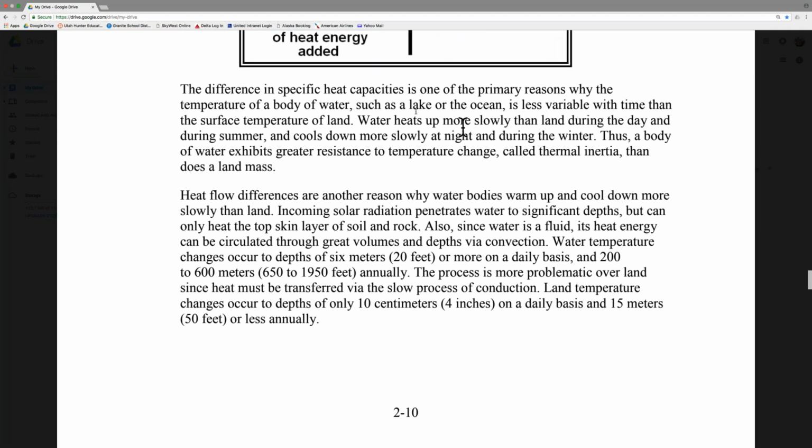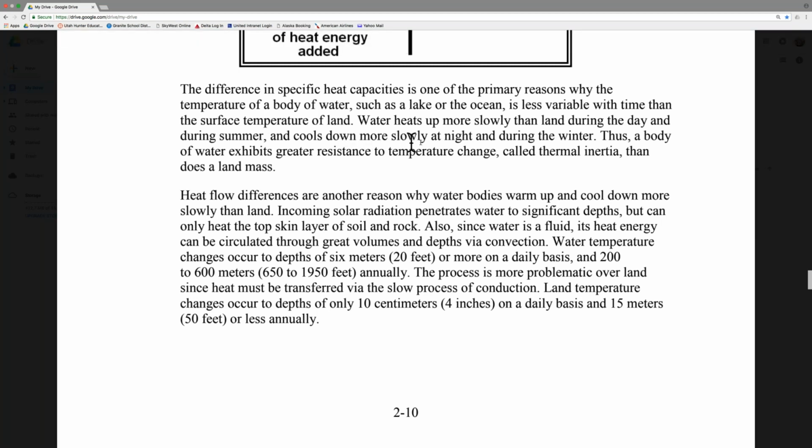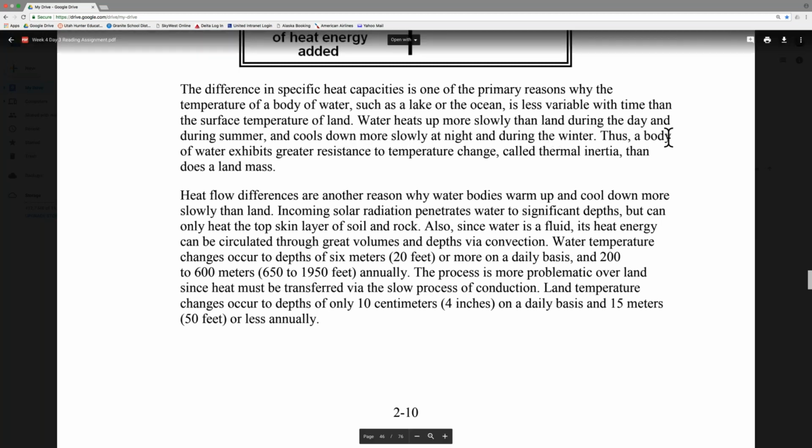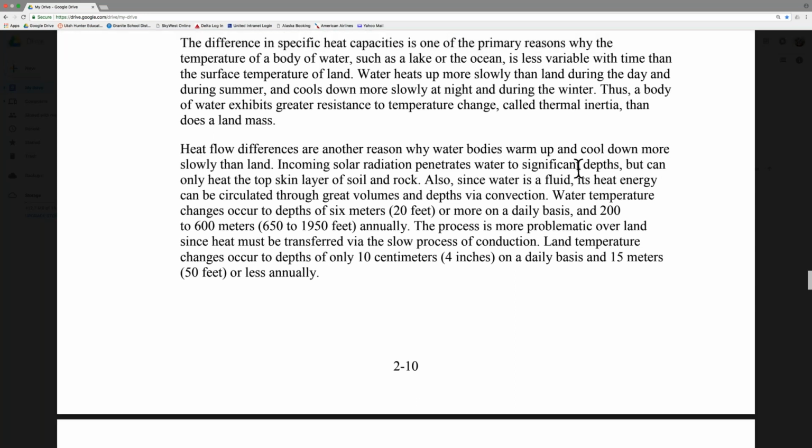Like it says here, the difference in specific heat capacities is one of the primary reasons why the temperature of a body of water, such as a lake or ocean, is less variable with time than the surface temperature of land. Water heats up more slowly than land during the day and during the summer, and cools down more slowly at night and during the winter. Thus, a body of water exhibits greater resistance to temperature change, called thermal inertia, than does a landmass.